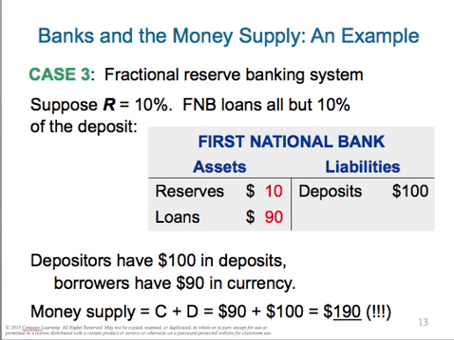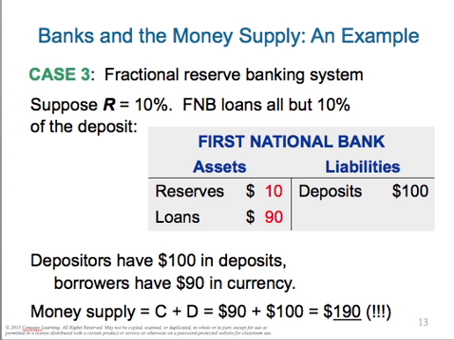Now, case three, fractional reserve banking system. Take a look at this. Suppose the reserve requirement is 10%. First National Bank loans out all but 10% of the deposit. They keep $10 on hand as an asset in reserves, and they loan out $90. Okay. Now, their liabilities obviously are the entire $100 they've had deposited there. Depositors have $100 in deposits. Borrowers have $90 in currency.